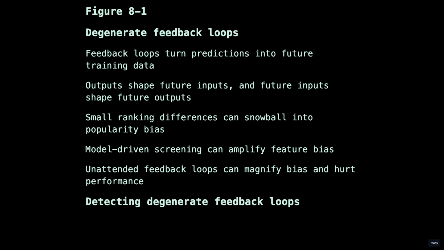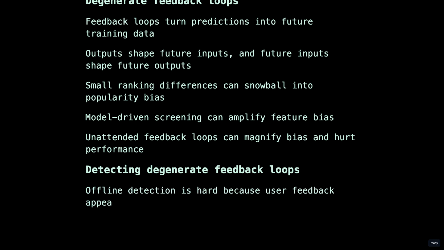Detecting this problem is difficult because the loop only exists once users are actually interacting with the system. Offline testing helps, but the strongest evidence often appears only after deployment. Offline, you do not yet have real users changing their behavior in response to predictions. That means the loop is partly hidden until the system is live, which makes proactive measurement especially important.